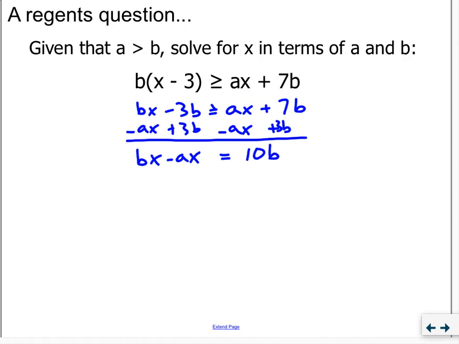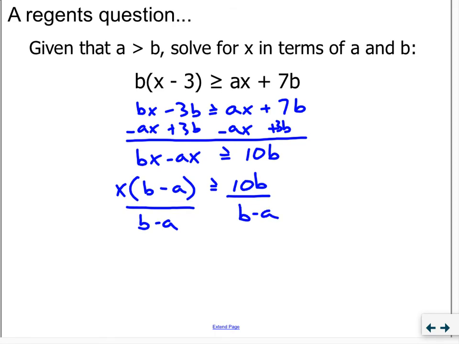So again, take a look on your left side for a minute. Can you tell that there's a GCF of x? So if I factor out that x, I'm left with b minus a. Whoops, keep forgetting that symbol there. So now I'm going to divide by b minus a.